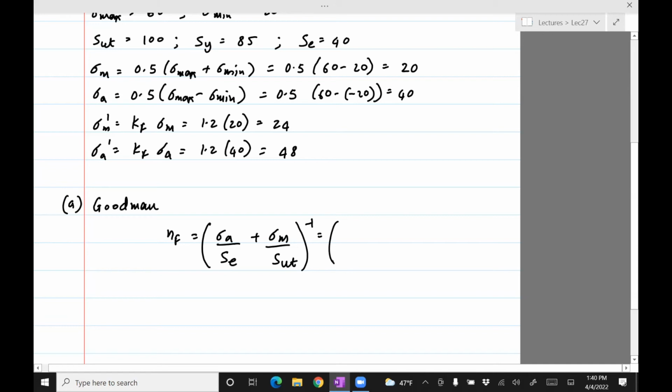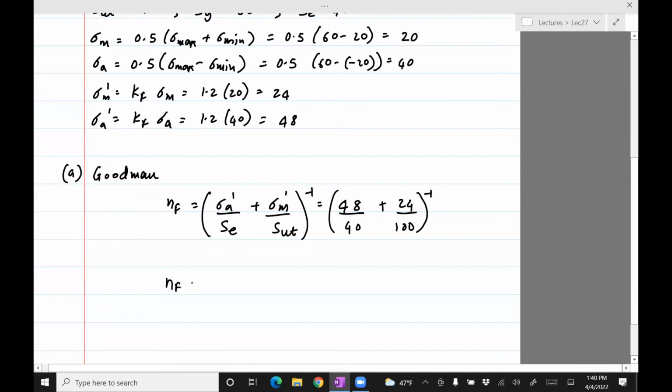That's just a formula from the previous pages. Sigma A in this case is sigma A prime and sigma M prime because of the notch. So 48 divided by 40 plus 24 divided by 100, that is 0.69. Okay, not a very good factor of safety. It's less than 1. So this probably doesn't have an infinite life. It probably fails during finite loading, the finite life.